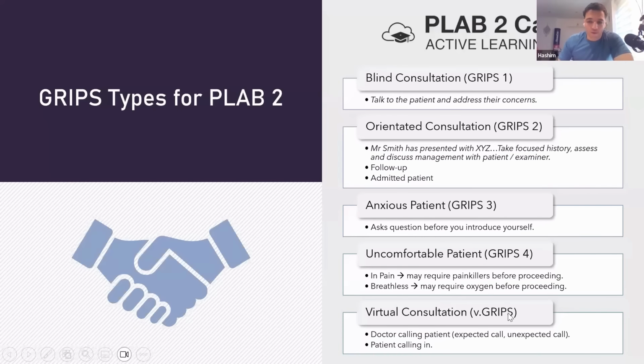And then the virtual ones, telephone and video. Important things to bear in mind: is it an expected call or is it an unexpected call? Has the patient called in, for example, to the GP surgery and is asked to speak to a doctor, so they're waiting on the line, or have you just called them? And if you've called them, was it expected or unexpected? So they're pretty much all the different types of scenarios that we've identified.